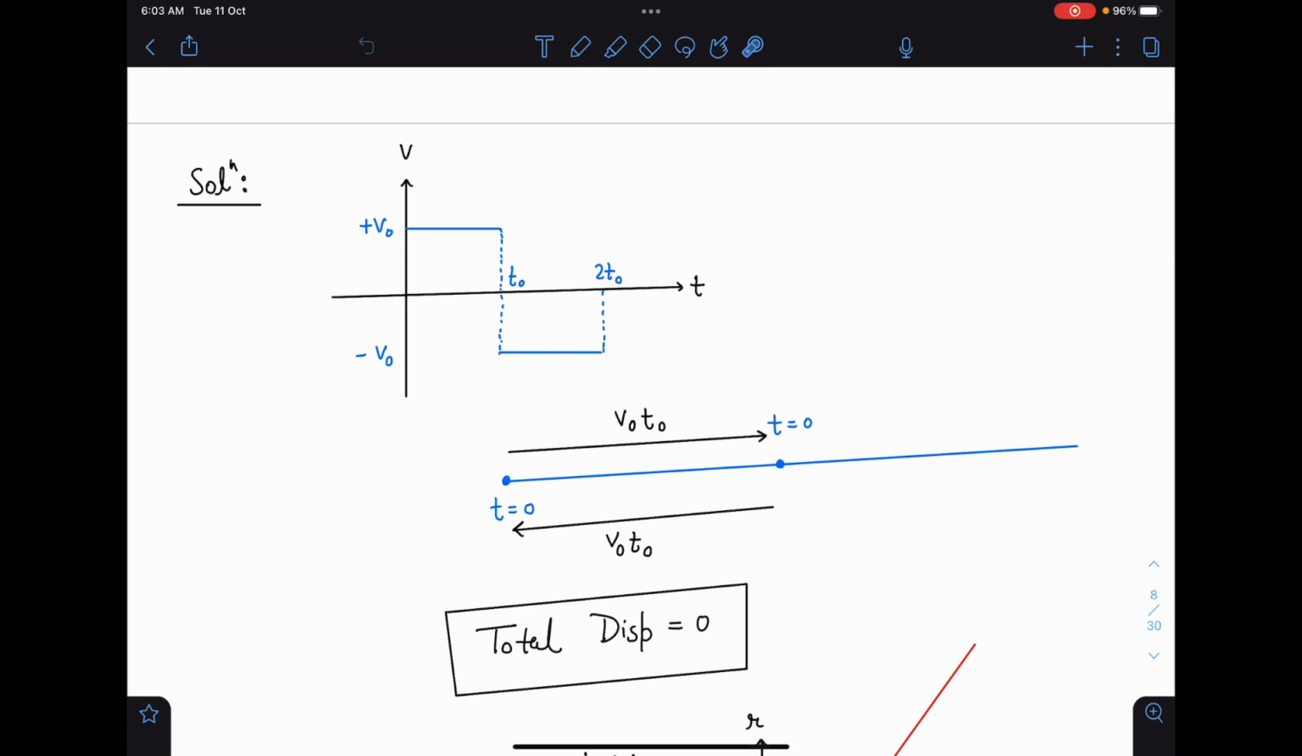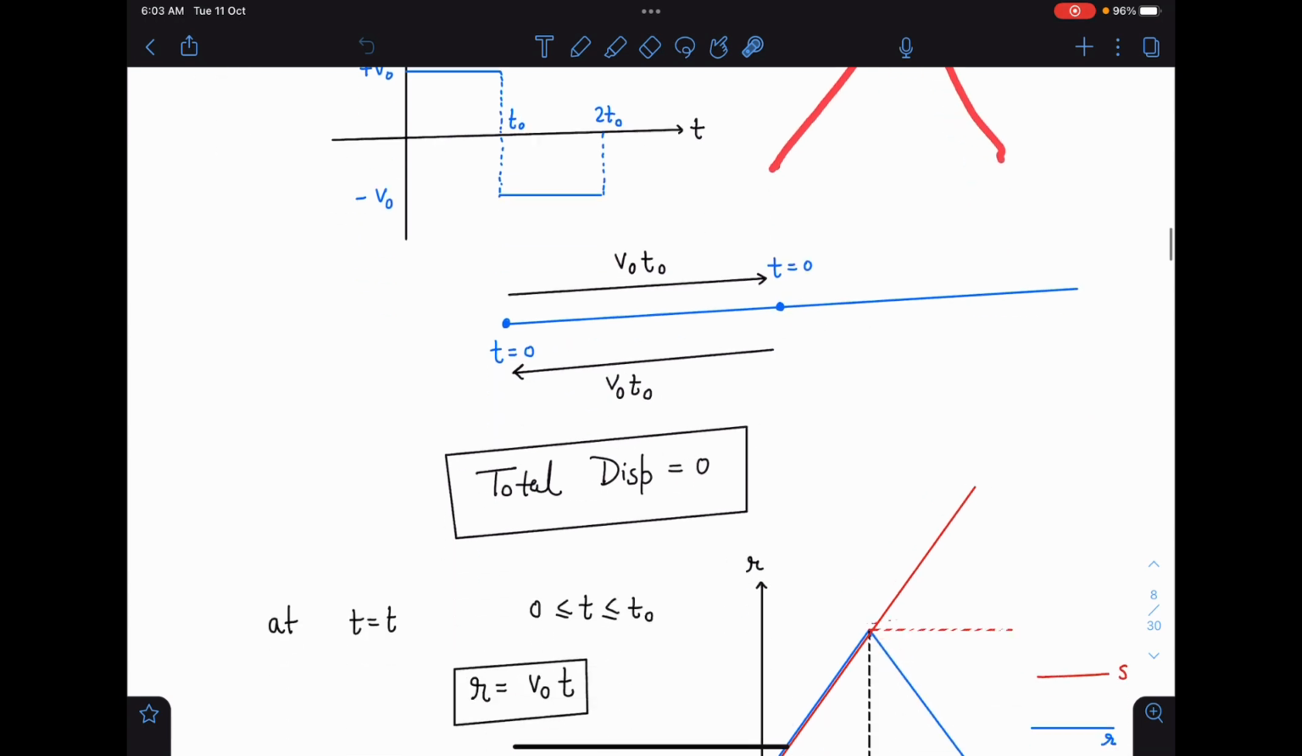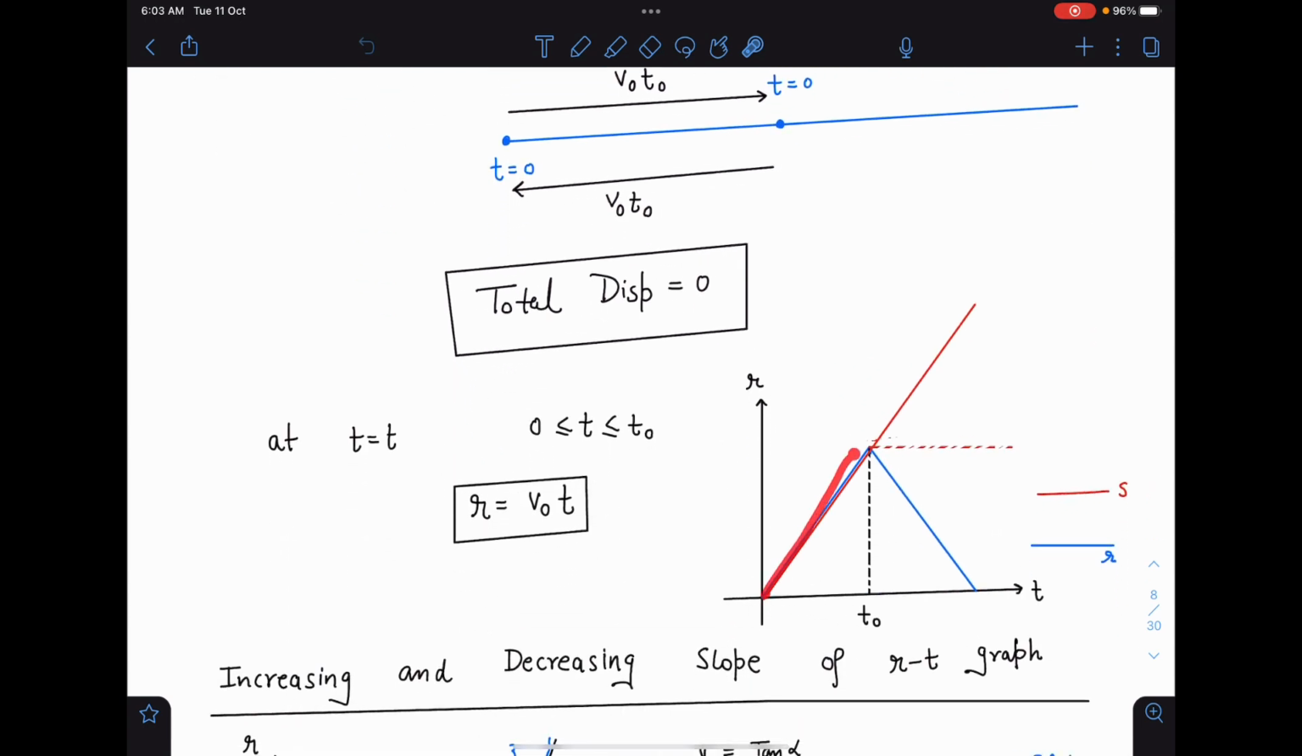And if we talk about displacement, first the displacement will increase and then it will decrease. So total displacement is going to be 0. It is increasing and then decreasing, with constant slope. One slope is positive, one slope is negative. Now in the decreasing part, I'll take the mirror image from the time axis and it will come like this. So this is the distance graph.